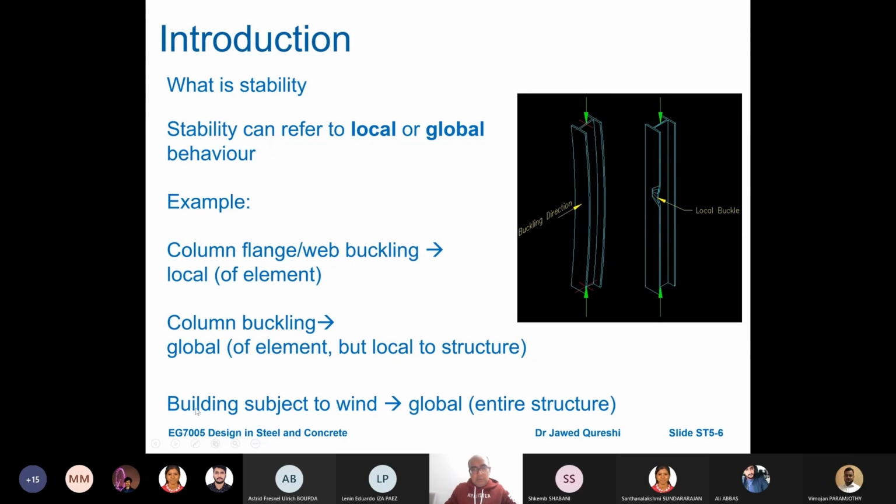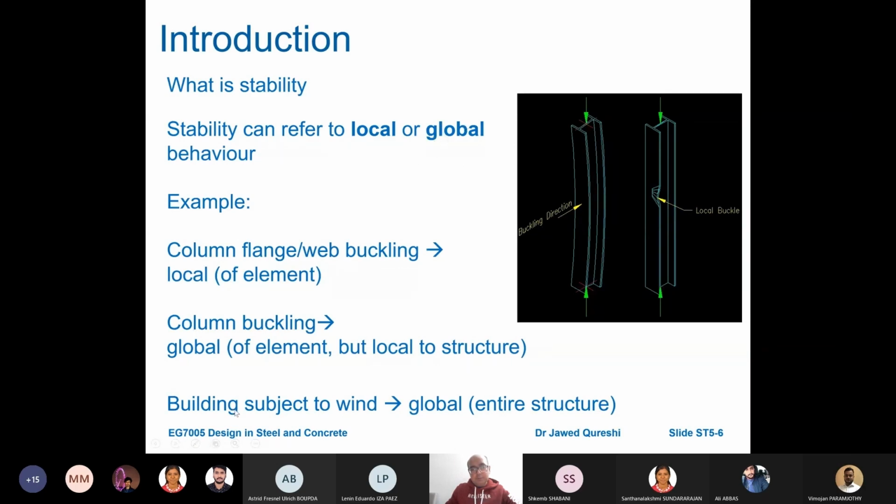the global buckling. Now, a building subjected to wind load is termed as global. So it will cause global buckling. It means that if I have a 20-story building, if wind is blowing, it will cause global buckling of the entire structure. Now, up to now, we have covered how we take into account local buckling, that is through section classification, and how we take into account global buckling, that can be flexural buckling in columns, and that can be lateral torsional buckling in beams.